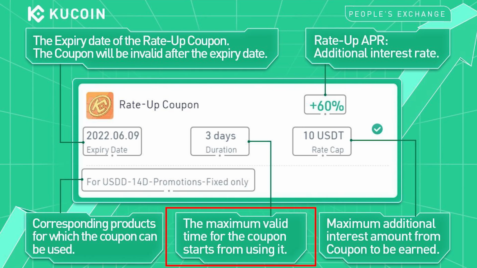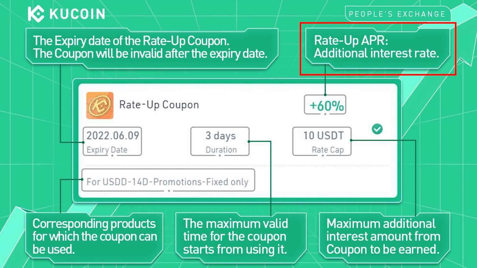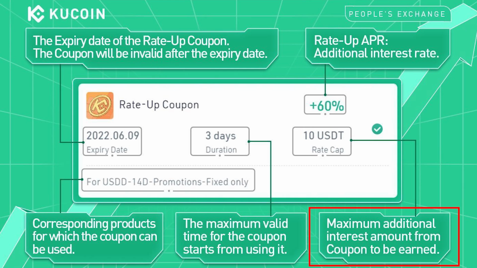In the middle, you can see the days for which the coupon can last from the day it is issued. On the top right corner, you can see the Rate Up APR, which is the additional interest rate. And on the right hand side, that is the maximum rate cap for the amount of interest you can earn with this coupon. Now that we learned how KuCoin's Rate Up coupons work, let's see how we can obtain them.